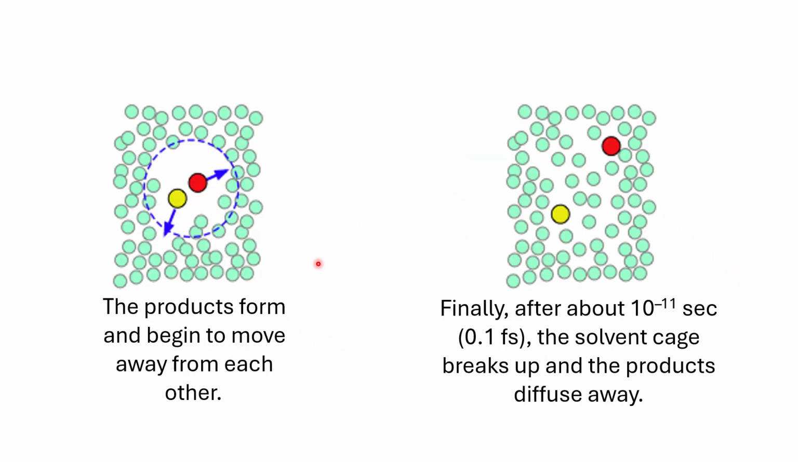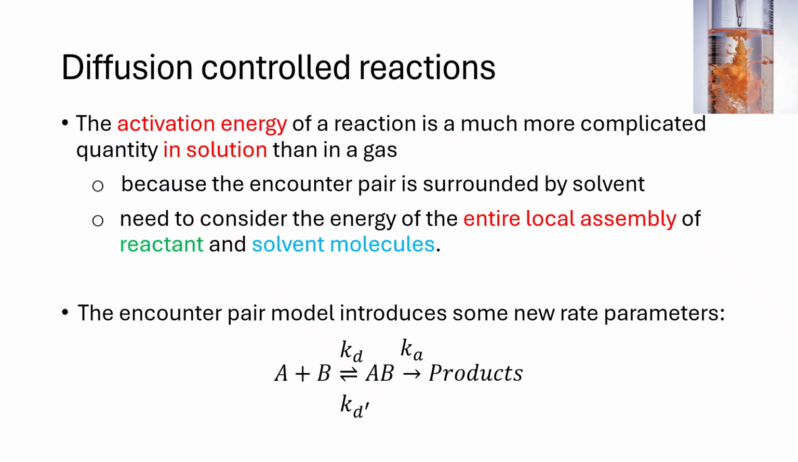If they are successful in forming the product, the products begin to move away from each other, and finally, after about 10 to the minus 11 second, the solvent cage will break up and the product diffuses away. So that is about how reactions occur in solutions.